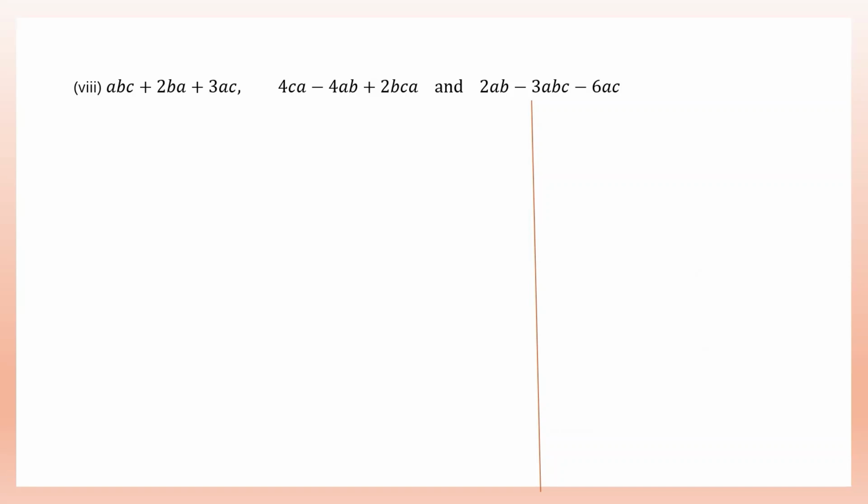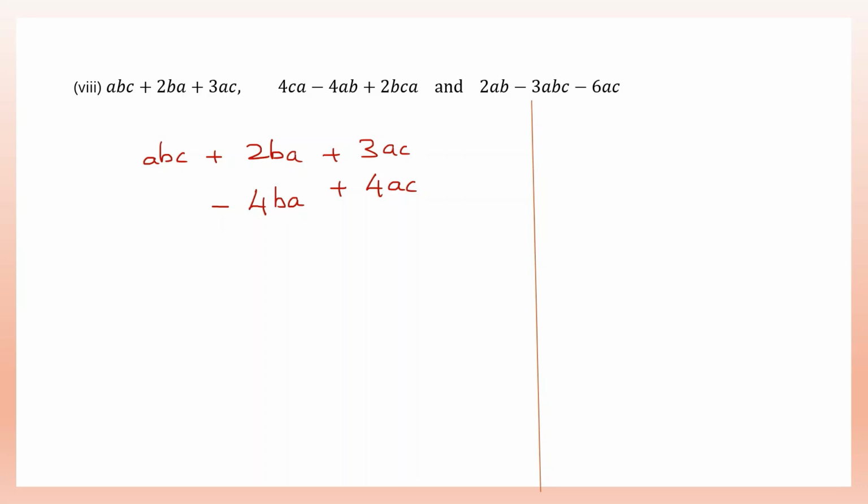Next sum. ABC plus 2BA plus 3AC. Second expression, first term is 4CA. CA and AC are the same. Plus 4, I'll write it as AC. Minus 4AB. So BA and AB are the same. Minus 4, I'll write it as BA.